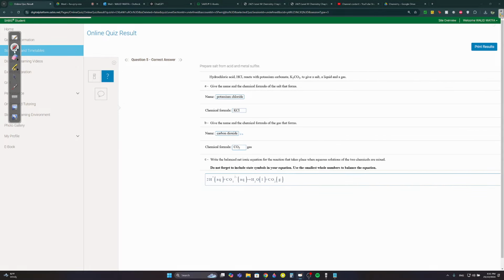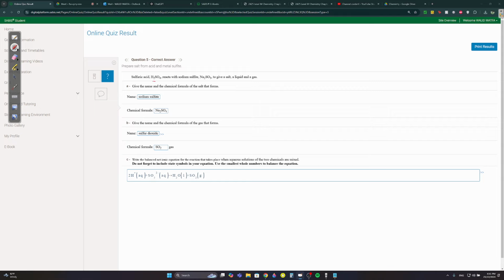Question 5. Sulfuric acid reacts with sulfite, SO3, to give a salt, a liquid, and a gas. How do I memorize it? Sulfite is SO3, right? It's the same as the carbonate CO3. Don't they look the same? It's just instead of C, you have S. So it's the same exact reaction. When you react with a metal carbonate, you get carbon dioxide gas, and you get water, and you get the salt. Right? It was in our rules.